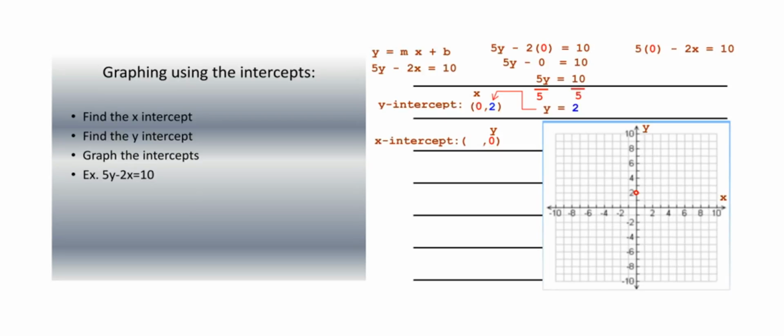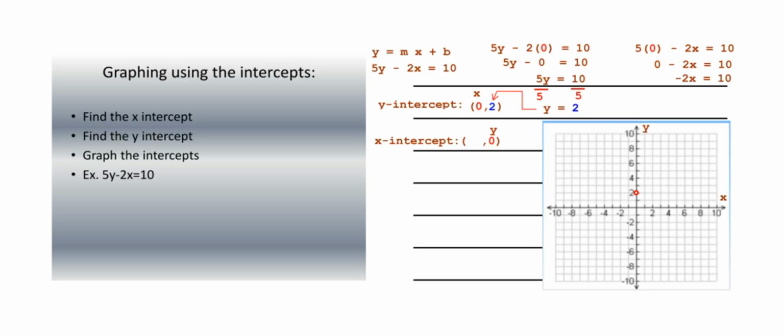Substituting the y value of 0, 5 times 0, agreed. 5 times 0 is 0, and that will give us the x value of the x-intercept. So 5 times 0 is 0, once again. 0 minus 2x just leaves us negative 2x. And now negative 2x equals 10.